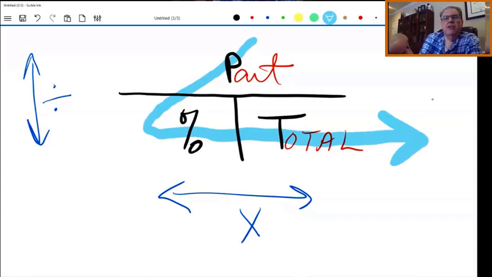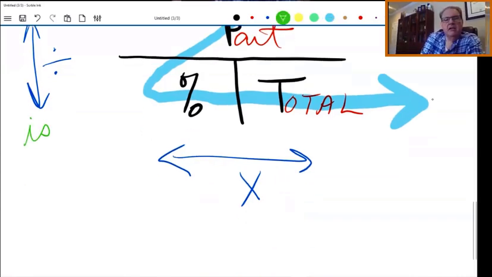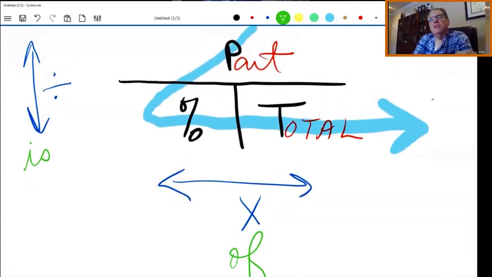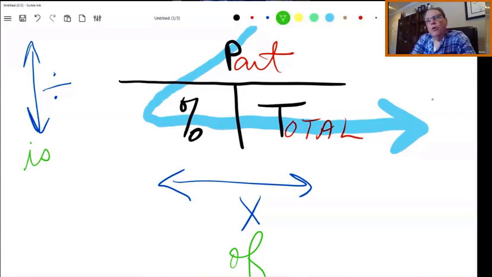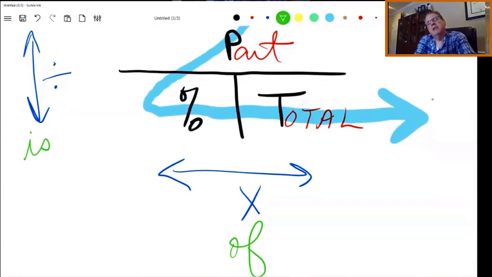The words is and of, very often if you see those words in word problems, it's somebody's way of trying to tip you off that maybe you should be dividing or maybe you should be multiplying. Not always, but they're clues. At least I've used them as clues. What should I be doing now?